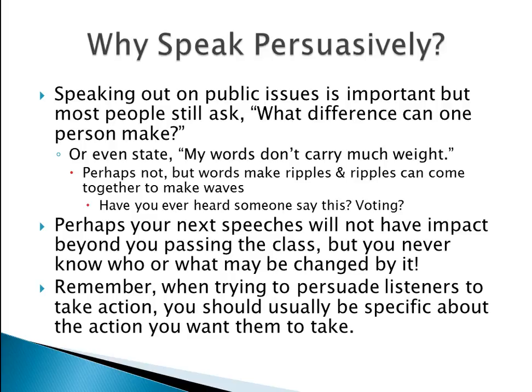And remember, when trying to persuade listeners to take action, you should usually be really specific about the action you want them to take. So at the end of that organ donation speech, you'd want to not only discuss how to become an organ donor, but also really give them a call to action to do that. You know, I think you should become an organ donor. It's the ultimate last gift that you can give. So tell them what you want them to do. Again, don't be condescending, don't be too bossy, but you need to be specific about the action you want them to take.